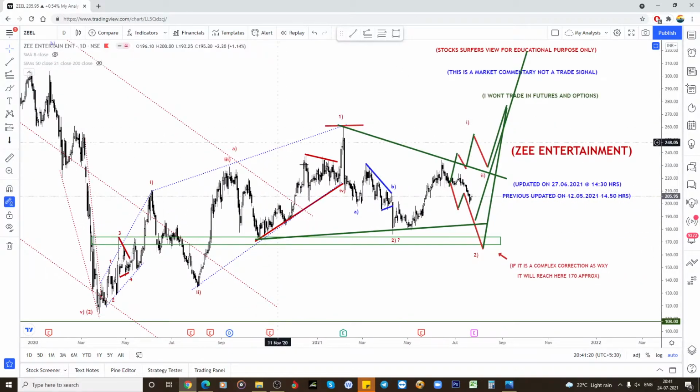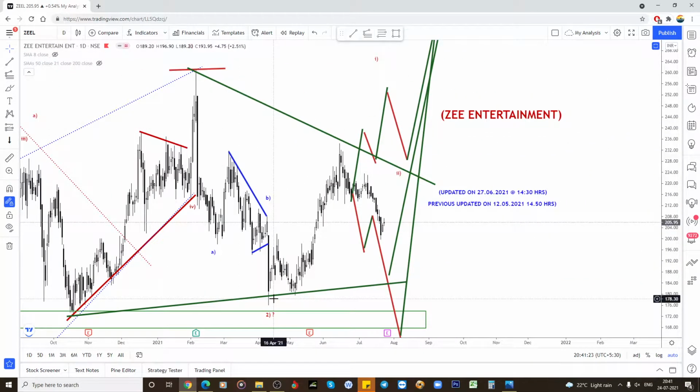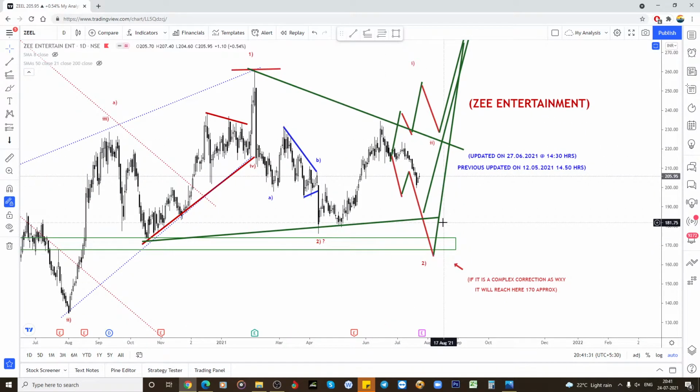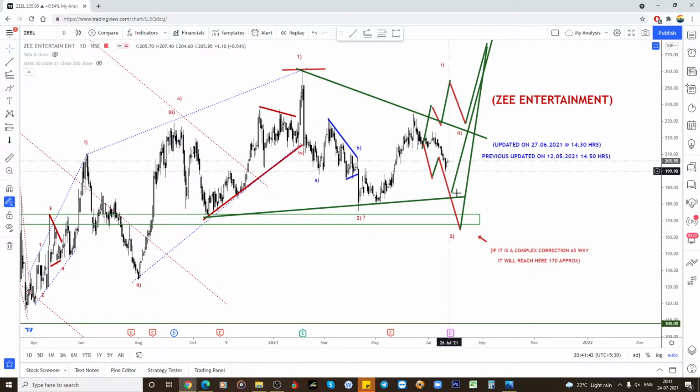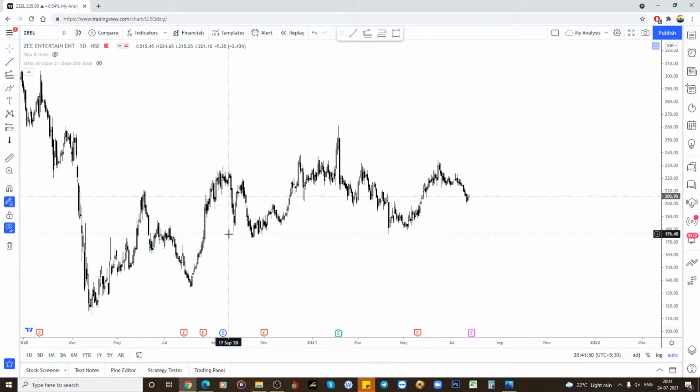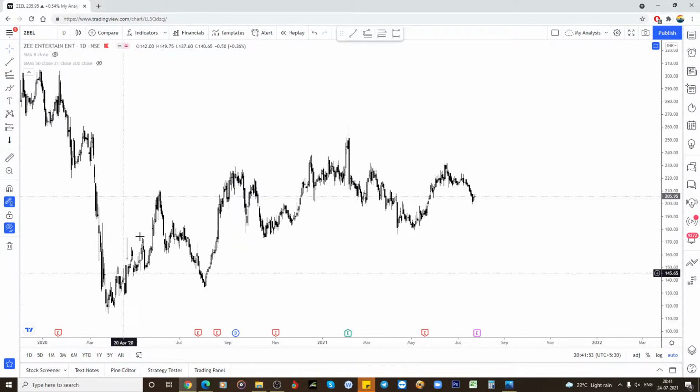But here it looks like A, B, C is already done, and again it is doing one more A, B and C. So everything it is making is three-wave structures. If it is in three-wave structures, I am expecting that once the ABC is a W, again ABC is an X, so ABC Y. So the Y wave has to break this low, but it can also be a triangle. If B, C is a, then this could be A, B, C, D, E.